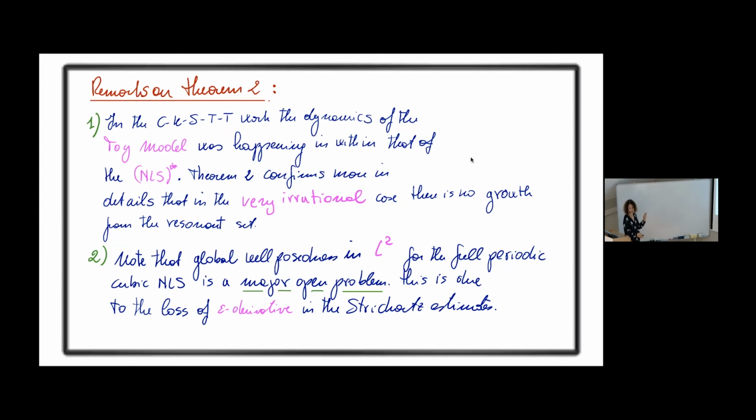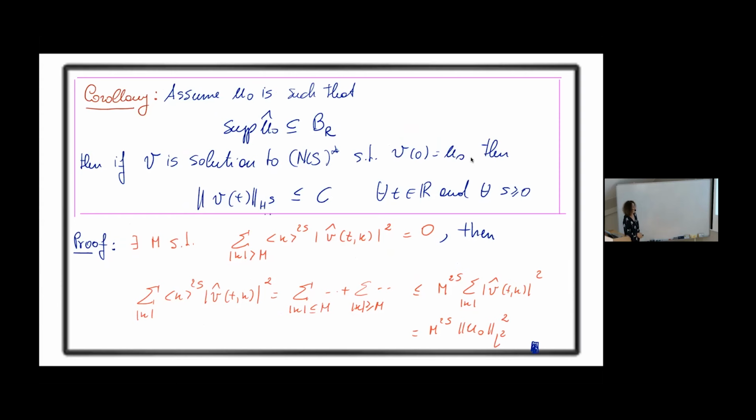So a corollary of what I just said is that at least for the solutions of this star one, which is the one restricted to the quasi-resonant set, you have uniform bounds. The proof of this is pretty simple. You can prove that outside a certain large volume it is zero, if you start, of course, with compact support at the beginning. Then when you do your triangle inequality, if you are less than M, you can use the L2 norm, which is bounded, and if it's bigger than M, you're zero, so that's a uniform bound.